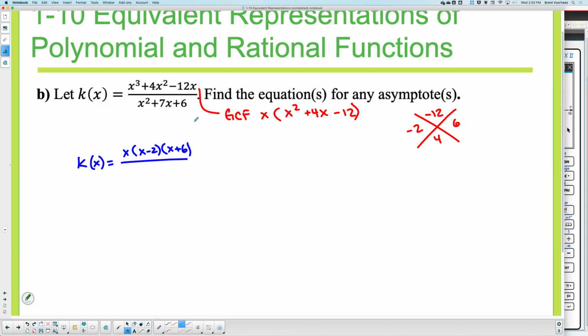And now we can factor our denominator. So I have factors of 6 that add up to 7. Out of 1 and 6 and 2 and 3, it's got to be the 6 and 1. So when I factor this, I'm going to have an x plus 6. Actually, I'm going to write the 1 first. x plus 1 and an x plus 6.